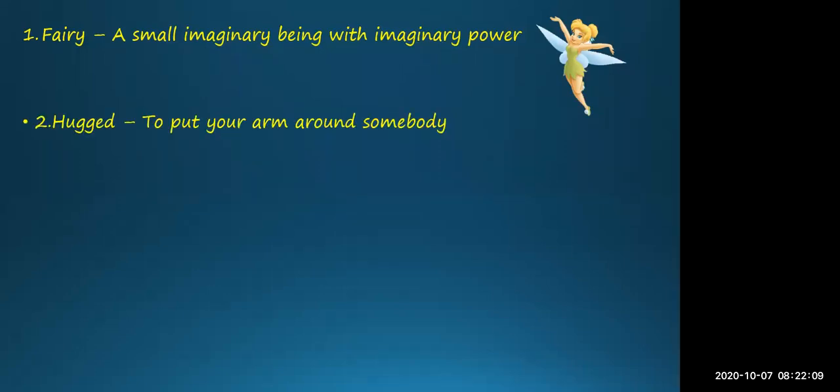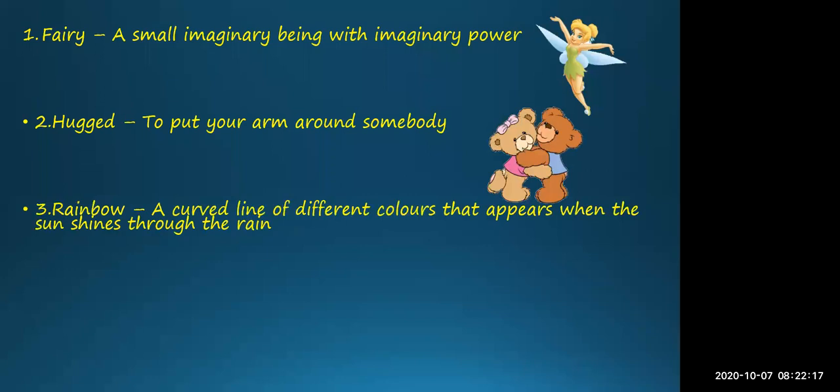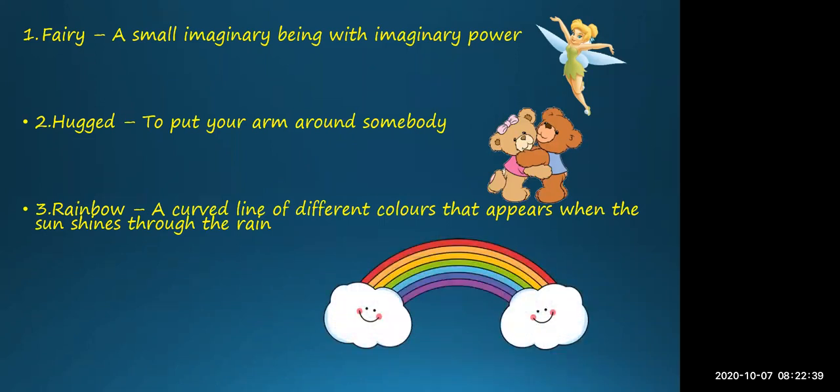Hugged. The meaning of hug is to put your arm around somebody like this. Okay? And third word is rainbow. When do we see rainbow in the sky? Yes, during rainy season. So the rainbow appears when the sun shines through the rain. And that is why the meaning of the rainbow is a curved line of different colors that appears when the sun shines through the rain. So here is your rainbow.